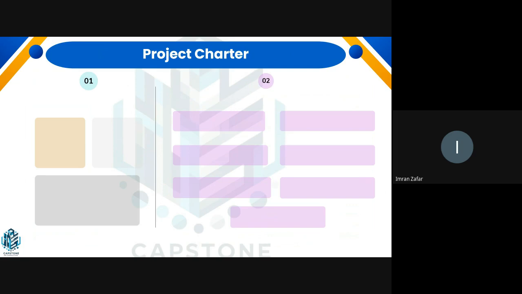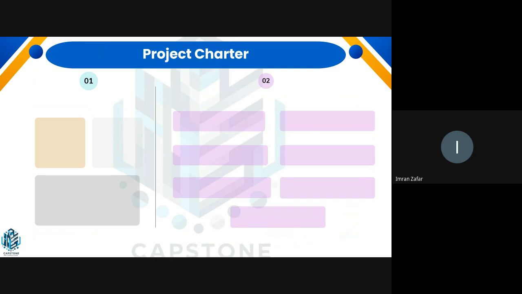Since we have the business case ready, the benefits management plan ready, and we have got the approval against the business case, now comes the main document, the project charter. The project charter is the document, although this is also not prepared by the project manager.